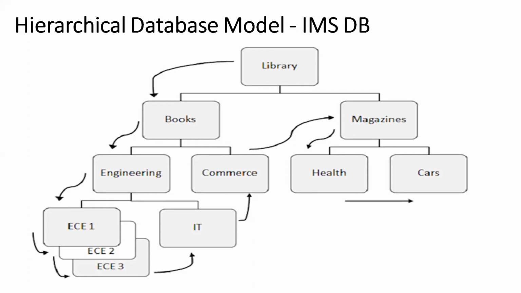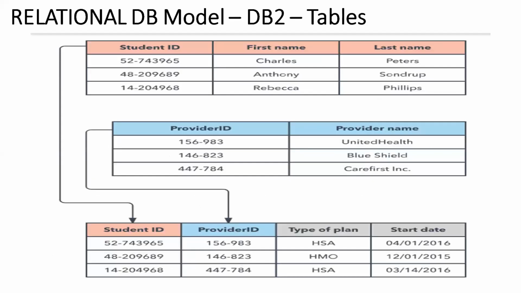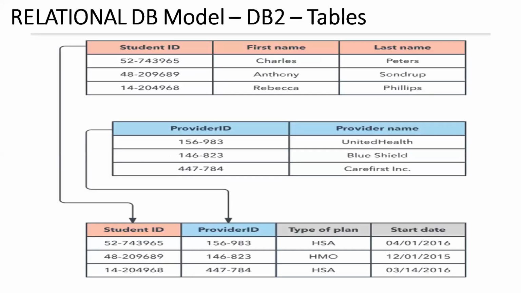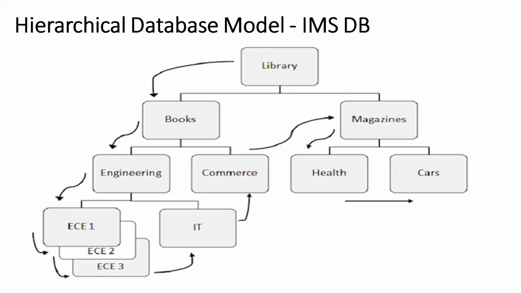To access this IMS database, we use IMS calls. You can see the second category here, the hierarchical database model. We call these segments, and you can see here the parent-child relationship. Library is a parent for books and magazines. The book segment is a parent for engineering and commerce, so engineering and commerce are child segments of the book segment. Like that we have a parent-child relationship here.